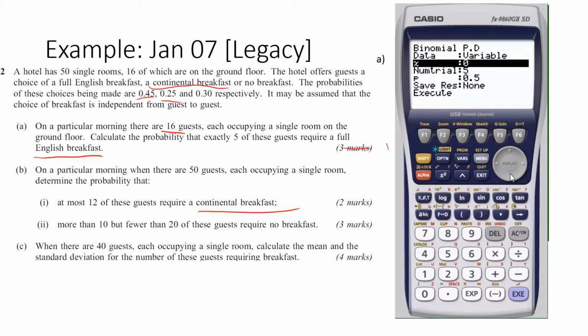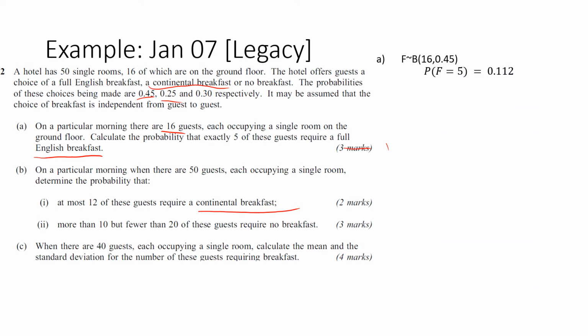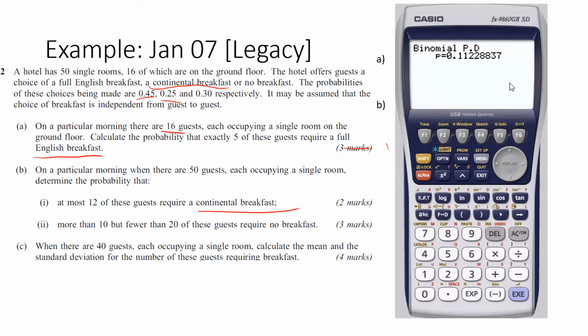So this is just me illustrating the BPD. The issue is this is the old calculator. So when it comes to BCD, that might be an issue. Okay, less than or equal to 12. Thankfully, the old calculator only has uppers. So upper because we want at most 12. At most 12. So if you have a look at the calc, BCD upper.